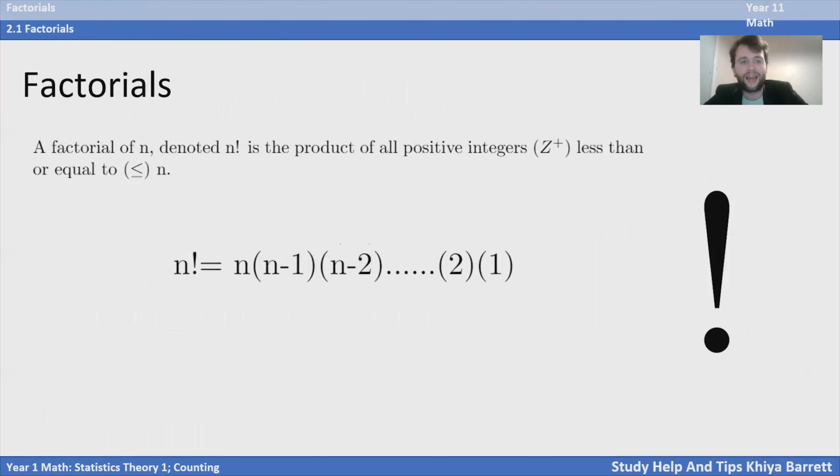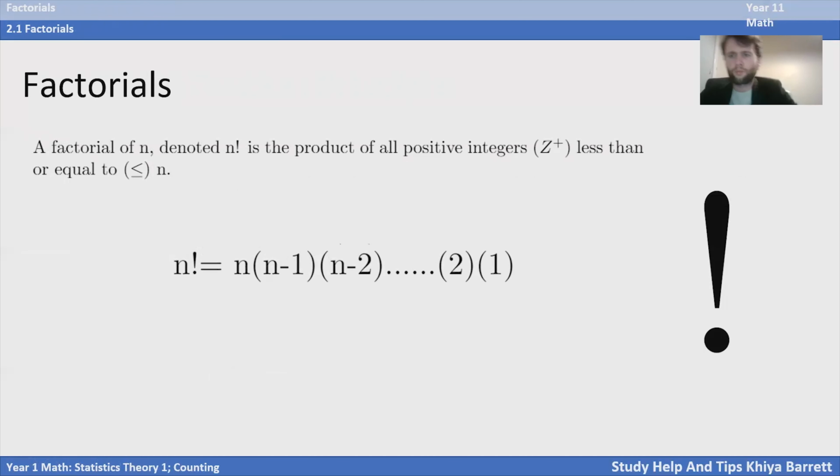All right. A factorial of n, denoted n factorial with the exclamation mark, is the product of all positive integers less than or equal to n. So this right here is the positive integers symbol, that Z, you're going to see that a lot. So n factorial equals, this is what n factorial means: n multiplied by n subtract 1, multiplied by n subtract 2, multiplied by and so on, multiplied by 2, multiplied by 1. So it goes all the way back.